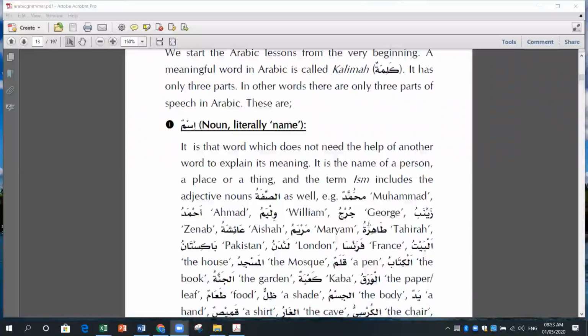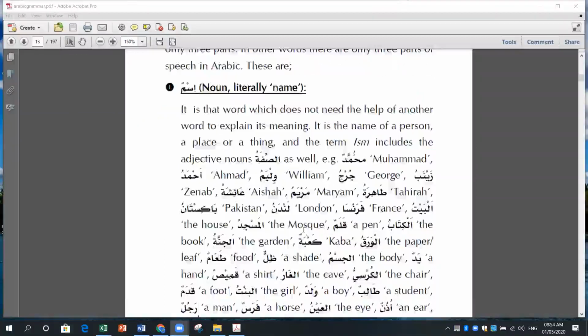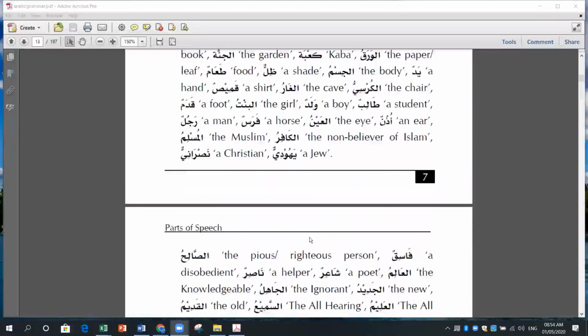Thus, we saw that to recognize a word as ism, there are two signs. One is tanween. What is tanween, Vinita? Tanween is double, like double fathah, double movement.